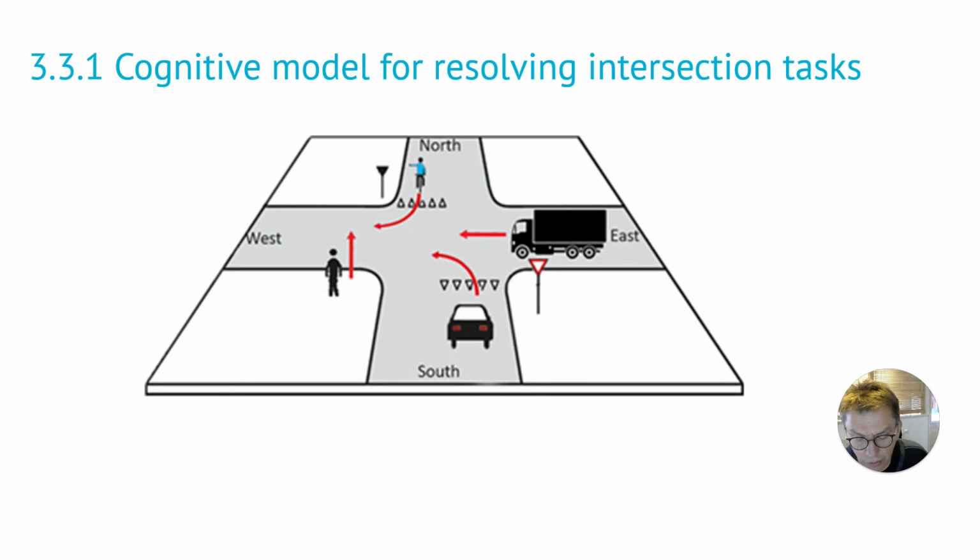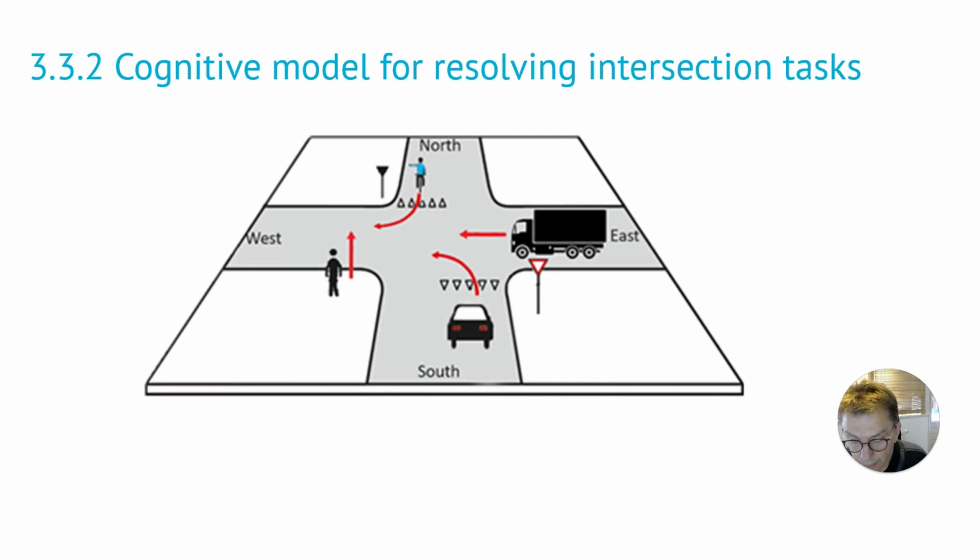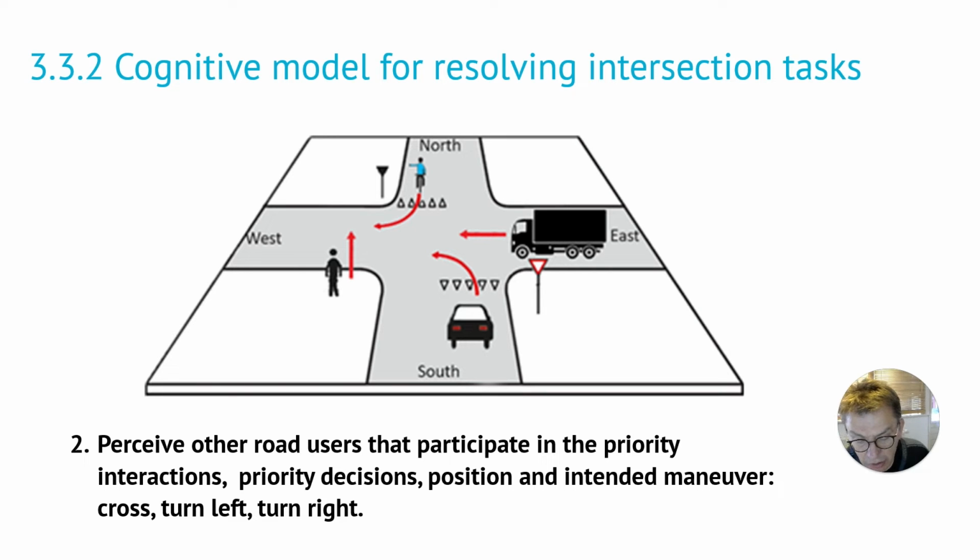Let me now show you the cognitive steps for solving priority tasks at intersections. What you see here is an intersection with 4 participants. The first step in the cognitive process of solving the order is to determine the relevant actors. Do they actually participate here? Yes, they do. The second step is to perceive how they participate. What are the decisions that they need to make? What are their positions and their intended maneuvers? To cross, to turn left, to turn right.